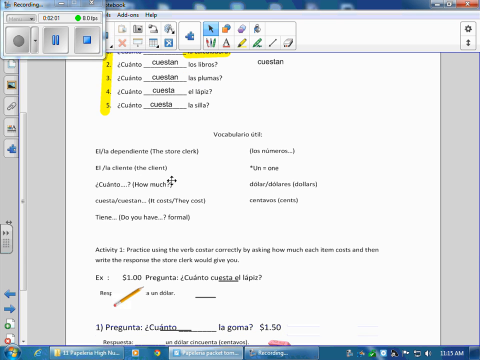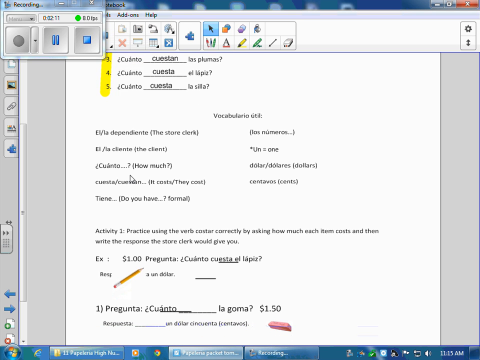Some of them we already went over. For example, the store clerk, el or la dependiente. The client or the customer, el or la cliente. And if you want to ask how much something costs, cuánto, we know how much is cuánto, and now you know that cuesta is cost, so cuánto cuesta, you put it together, and you have your whole question.